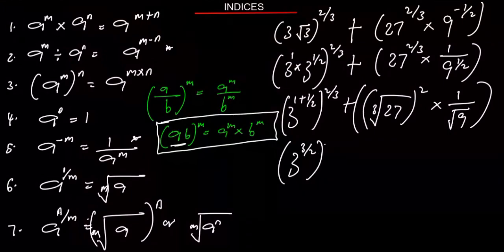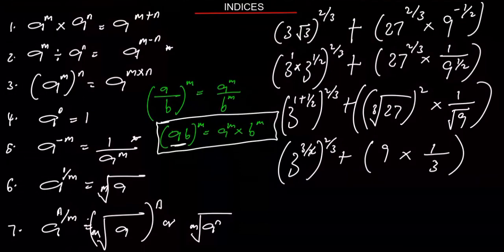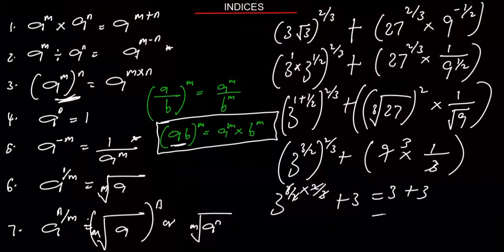Then times 2 over 3. Then plus this: cube root of 27 is 3, 3 squared is 9, then times 1 over square root of 9, which is 3. So you observe, this will multiply like this. Remember this law? So you multiply out like 3 over 2 times 2 over 3. Then plus, this one is 3 here, 1, 3 here, 3. So this will give me cancel, that's 3 raised to power 1. And that's 3 plus 3, that's equals to what? 6, not 9, 6.